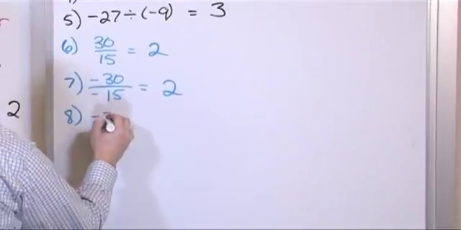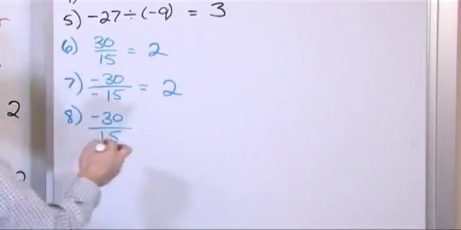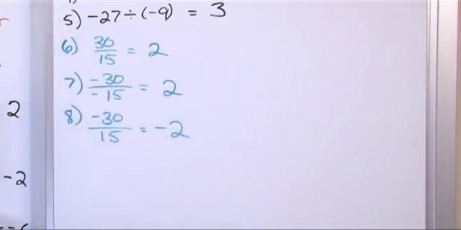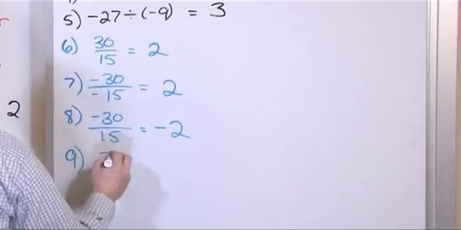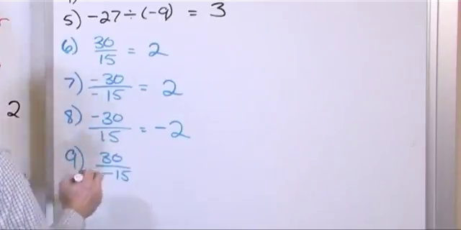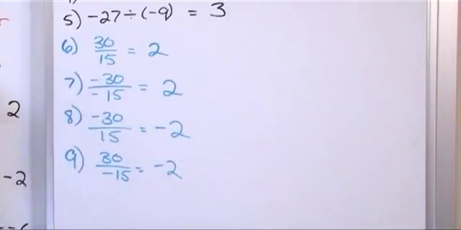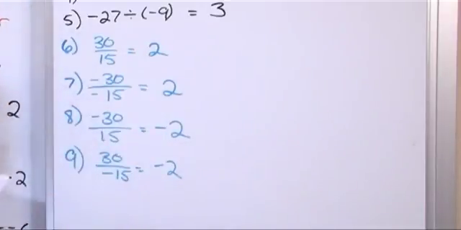Now, if we had negative 30 divided by positive 15, then we would get negative 2 because both of these signs are different. And if we had 30 divided by negative 15, you're going to get exactly the same answer, negative 2, because these signs are different. So I'm just going through a few examples to show you that you're getting the same number in every case. It's just the sign that is different because of this.